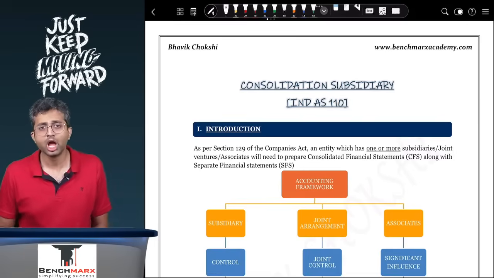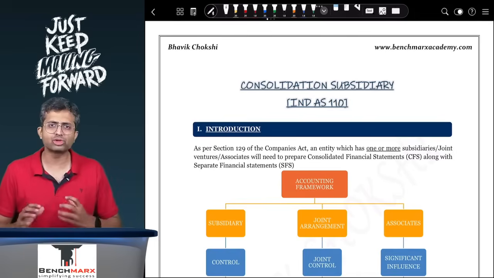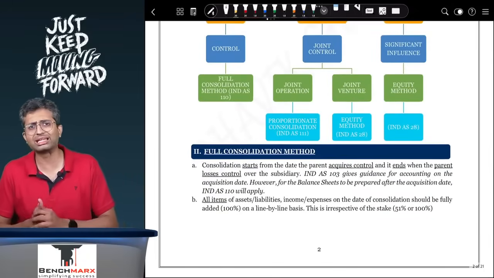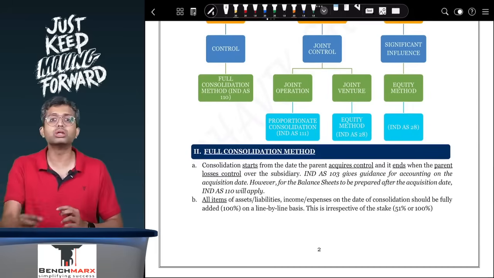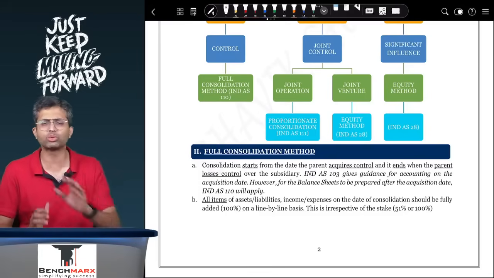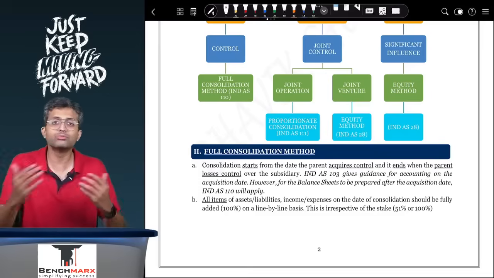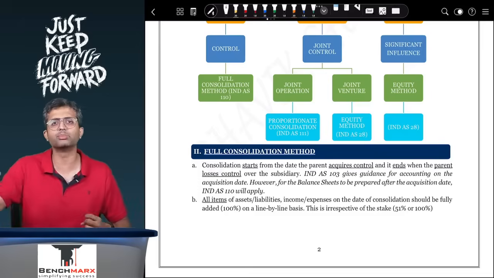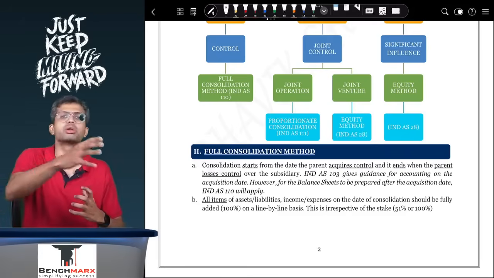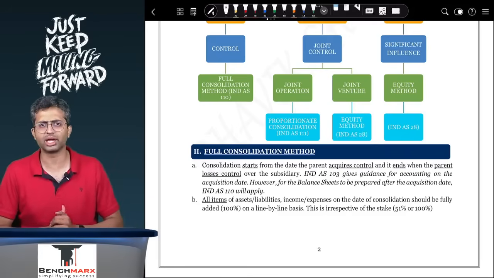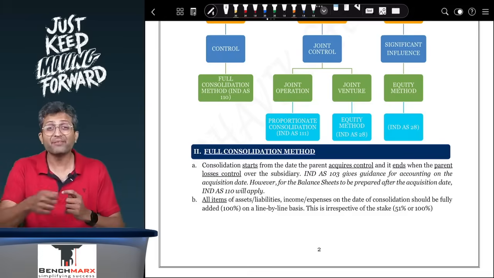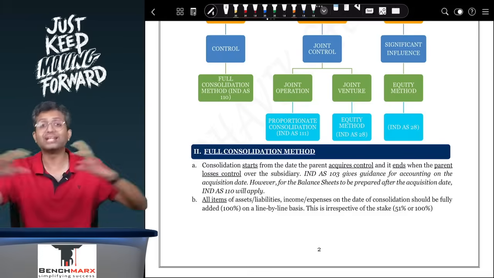Now, what are the essential ingredients of a full consolidation method? First, the essential ingredient is that you will consolidate 100% of the assets and liabilities irrespective of the actual stake that you have. So you might be owning, let us say, an 80% stake in a company which gives you control. However, you will consolidate 100% of the assets, 100% of the liabilities. Now, why would you do that? Well, the reason is because you have the ability to direct what is to be done with the entire asset.